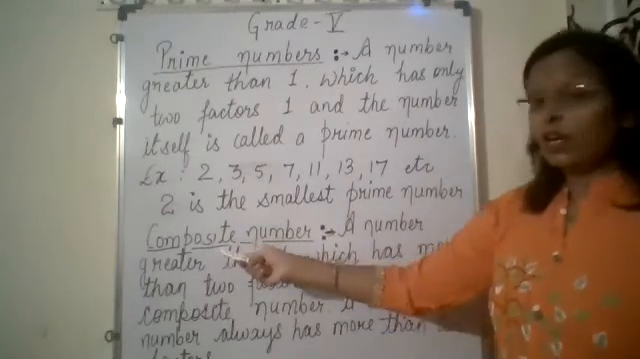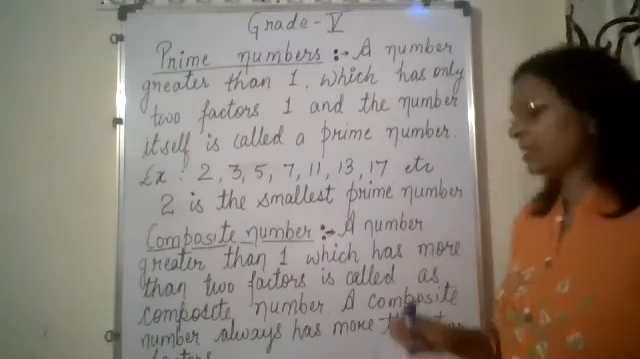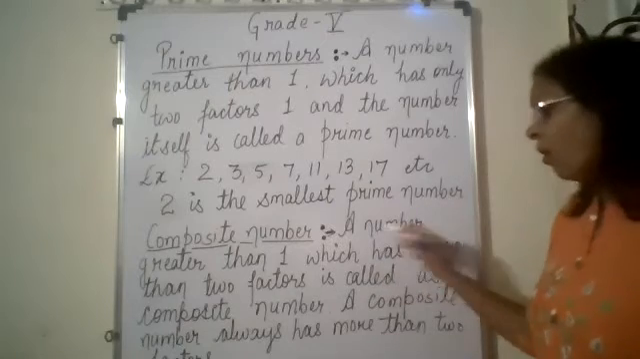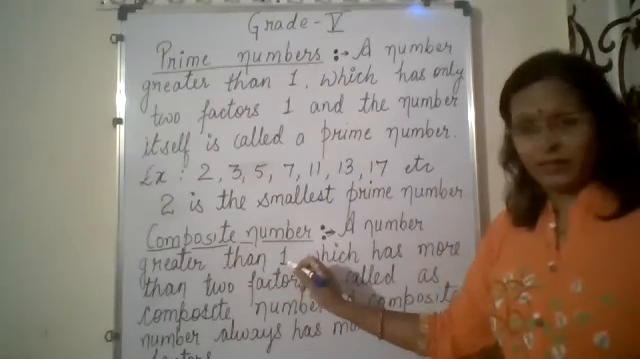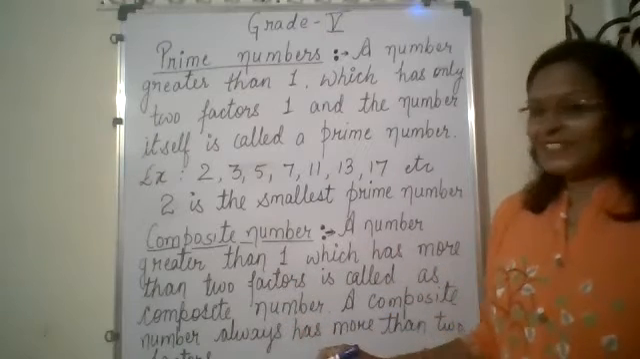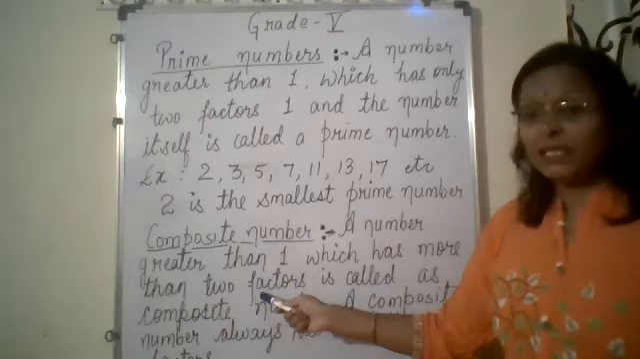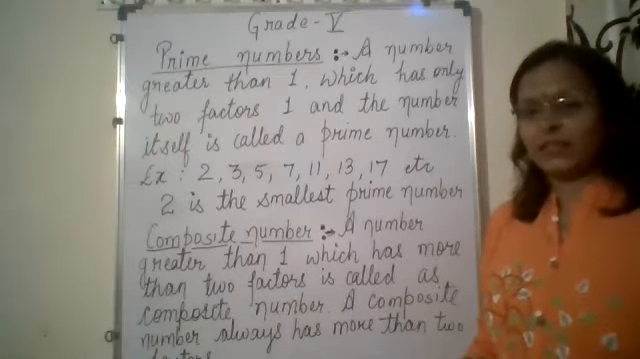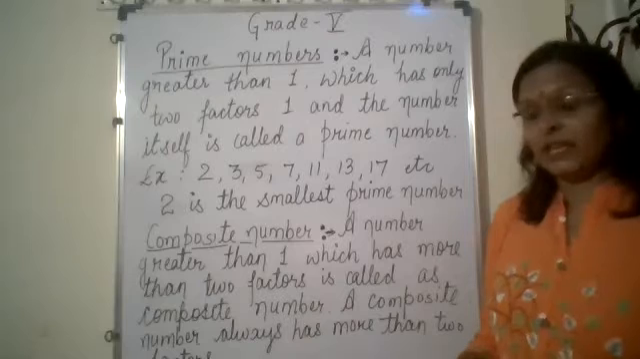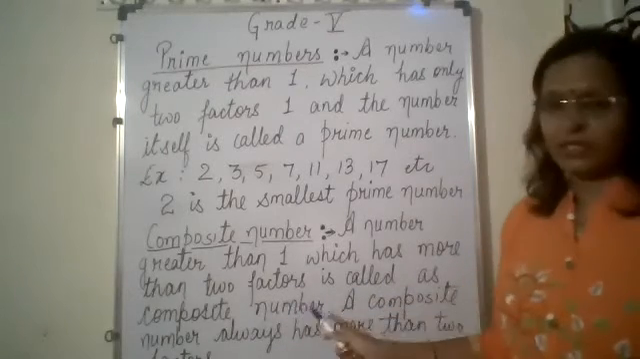Next comes composite numbers. Now composite numbers are the counterparts of prime numbers. Composite numbers are all numbers greater than 1 which have more than two factors. See here we are talking about more than two factors. That means they have factors other than just the two, 1 and the number itself. So numbers with more than two factors are called composite numbers.